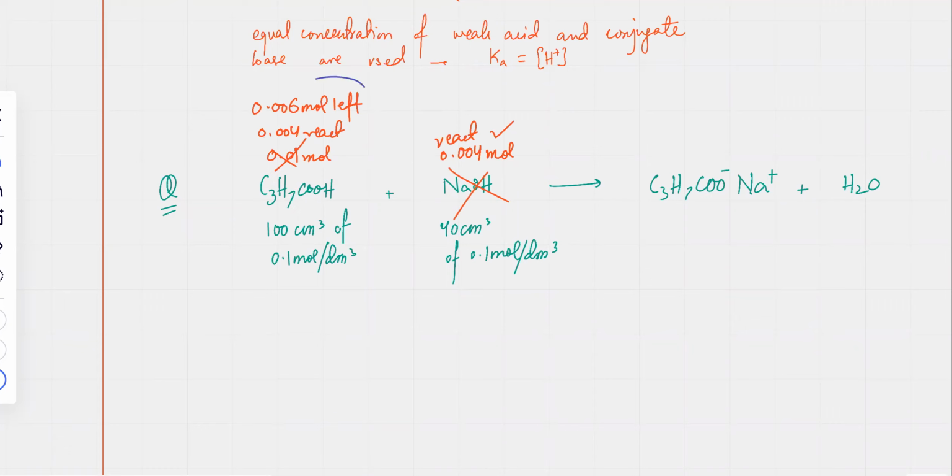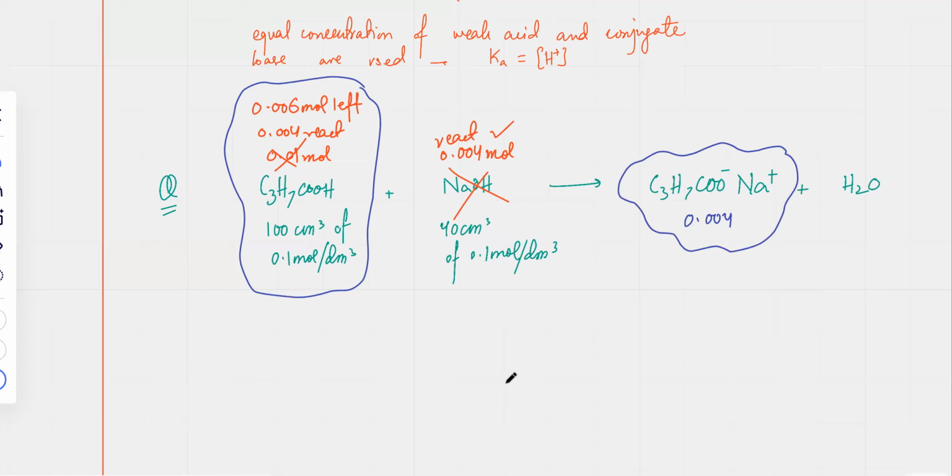The butanoic acid would not completely react. There would be some left at the end. And 0.004 would react with 0.004 to produce 0.004 moles of this conjugate base. Sir, the moles of butanoic acid are 0.01. Yes, they are 0.01, but how much are taking part in the reaction? Okay, so 0.004 reacts, but only 0.004 of this would react. It's 1:1, so 0.01 moles cannot react. So 0.004 have reacted, and you'll be left with 0.006 moles if you subtract the two.